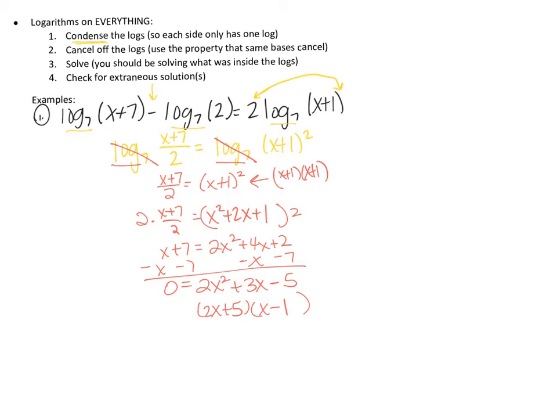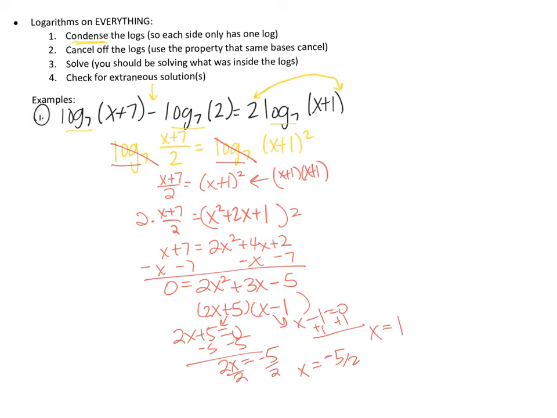If I want to continue to solve, I would set each of these equal to 0 and solve. So I get 2x plus 5 equals 0. Solving that, I'm going to subtract my 5 and divide by my 2, so x should equal negative 5 over 2. Doing that to my other factor gives me x equals 1. We think that these are our two solutions, but we're not sure because we have to go check them. So let's check.